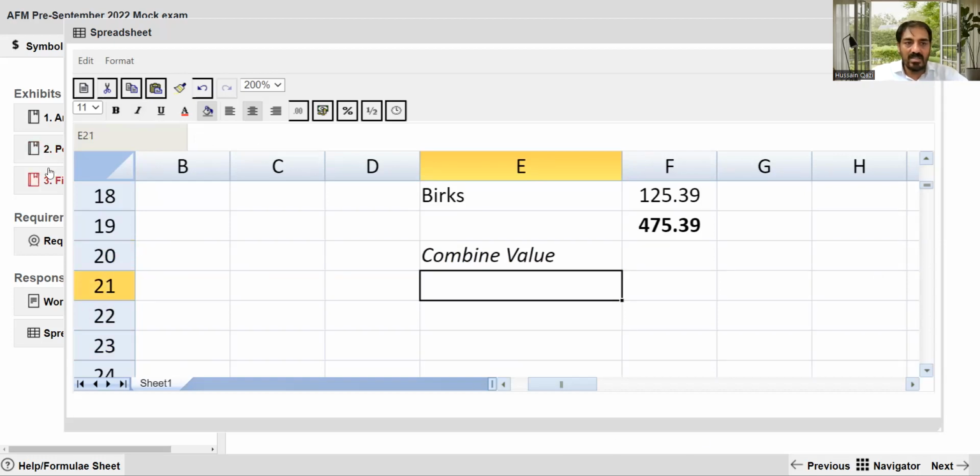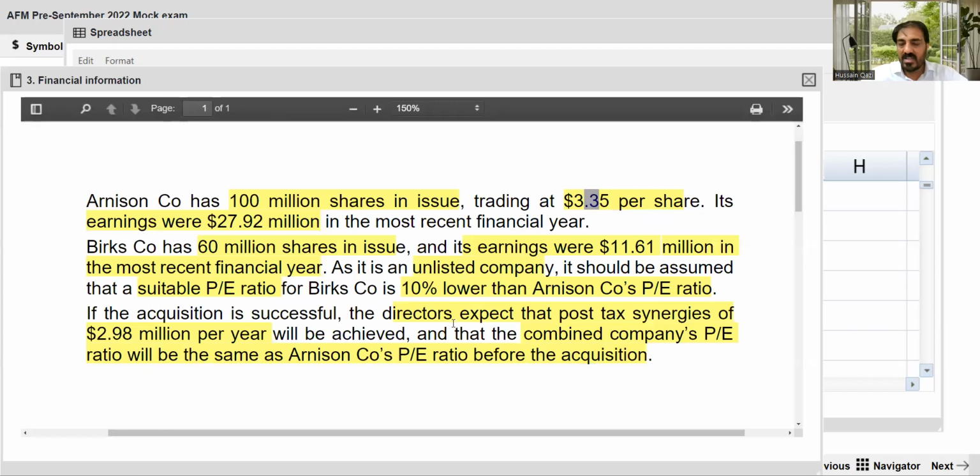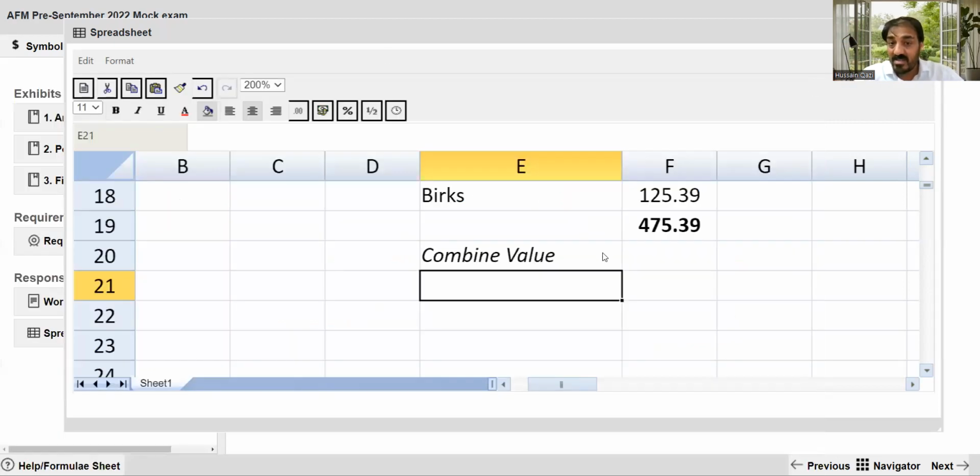Here the examiner particularly mentions that in case of this combination, they are expected to create synergy of 2.98 per year. 2.98 per year. Here in the question, synergy is not given. Students may think we can calculate the synergy as 2.98 multiplied by the number of shares. No, not at all. This is not synergy, this is synergy per year. We need to calculate the synergy in this perspective.